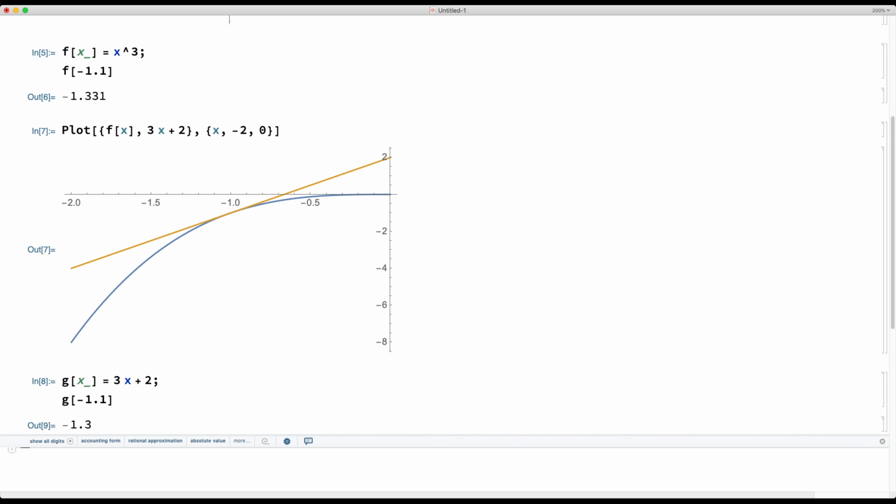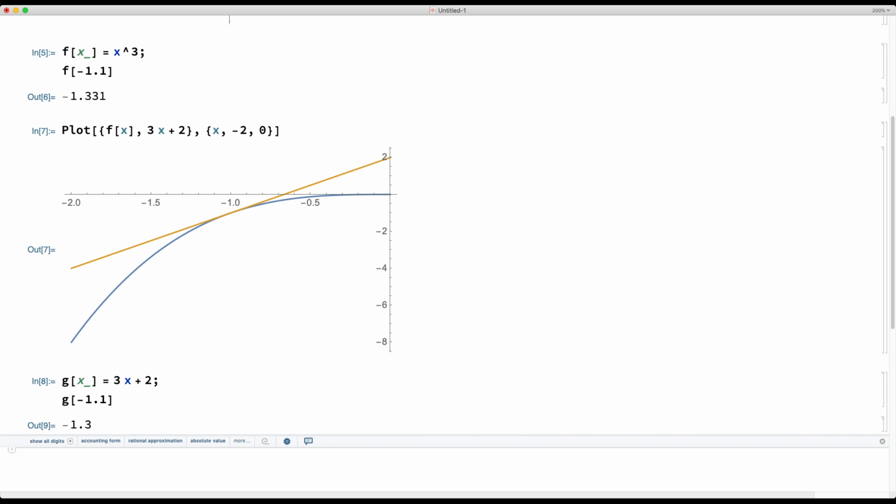Okay, so does that make sense? So I can use the tangent line to approximate the function for values that are relatively close to the point of tangency. The further away you get, the worse the error will be. But the closer you are, the better it'll be. Okay. All right. So does that kind of make sense?